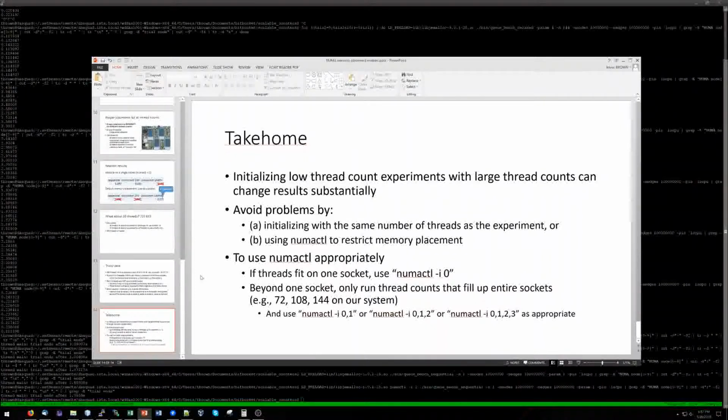Or B, use numactl to restrict memory placement. And if you want to use numactl appropriately, then if all of your threads fit on one socket, use numactl -i 0, that's easy. Beyond one socket, to avoid problems that we saw with weird thread counts like 84, you should probably only run thread counts that fill up entire sockets. So on our system, that would be 72, 108, and 144, multiples of 36, the thread count that fills up a socket. And then you're going to use numactl -i 0,1, 0,1,2 or 0,1,2,3 as appropriate.